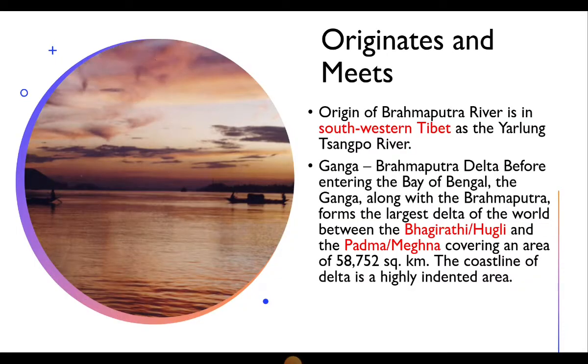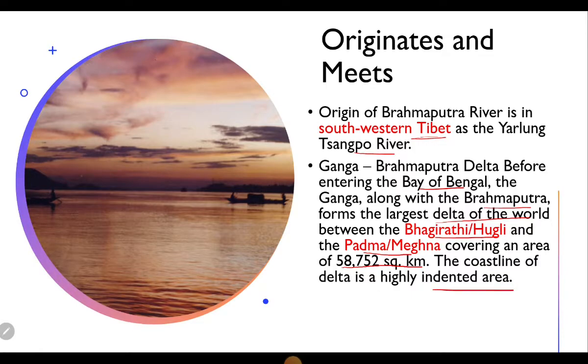Now, origin and meeting point. The origin of the Brahmaputra river is southwestern Tibet, as the Yarlung Sangpo river. And now, the Ganga Brahmaputra delta, before entering the Bay of Bengal. The Ganga along with the Brahmaputra forms the largest delta of the world between the Bhagirathi and Hooghly and Padma and Meghna, covering an area of 58,752 square kilometers. The coastline of the delta is a highly indented area.